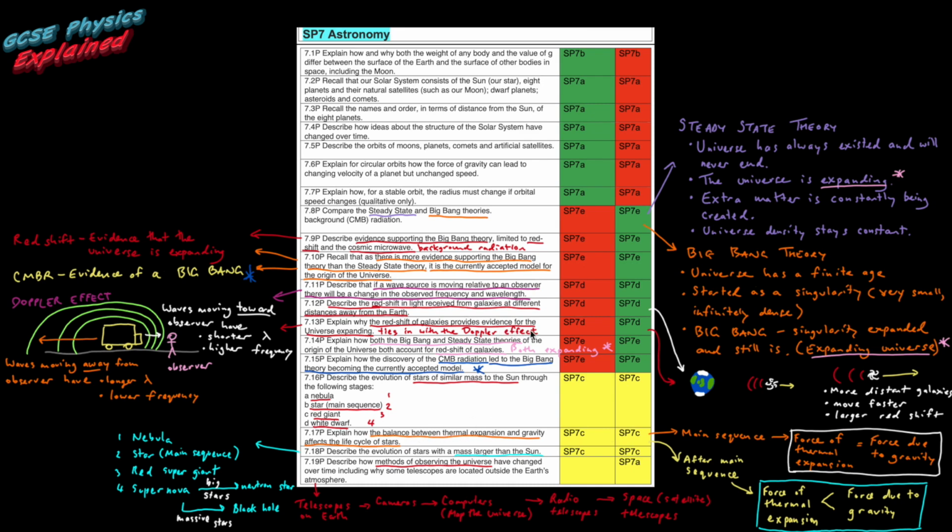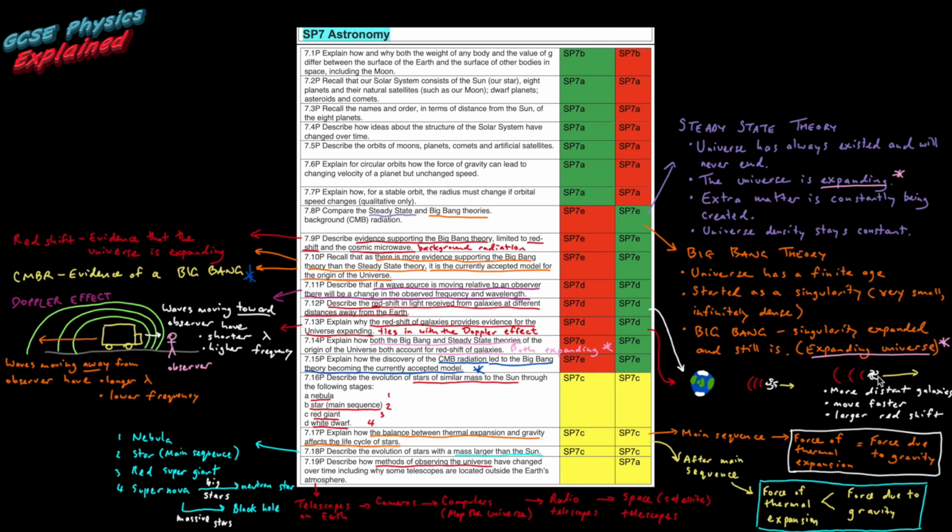Right, I forgot to tell you about this here. Explain why the redshift of galaxies provides evidence for the universe expanding. So if this is us on the Earth, and you've got a galaxy that's only that far away, then it's not moving very fast. Whereas this galaxy here is much further away from us, so it must be moving faster.